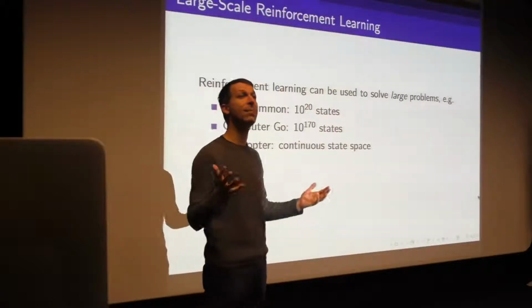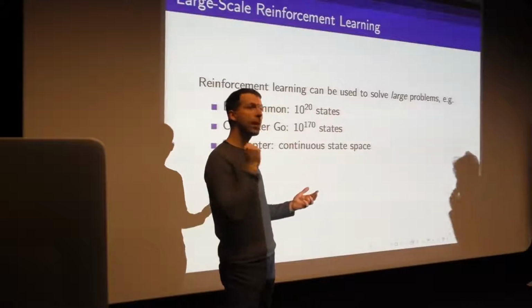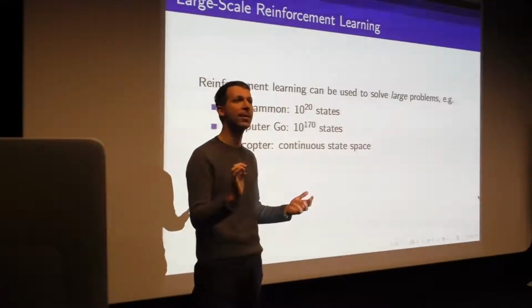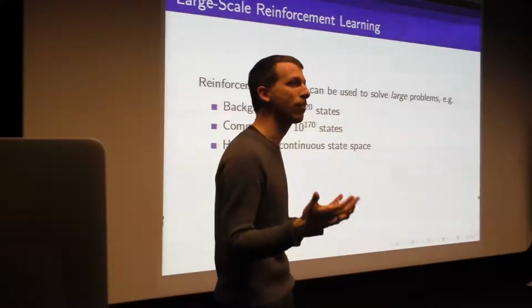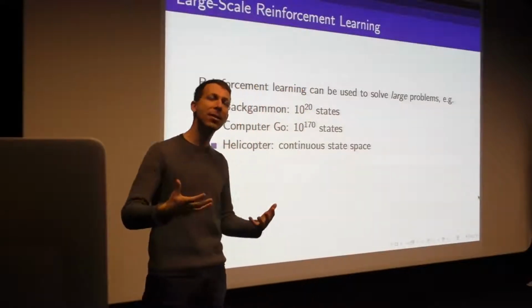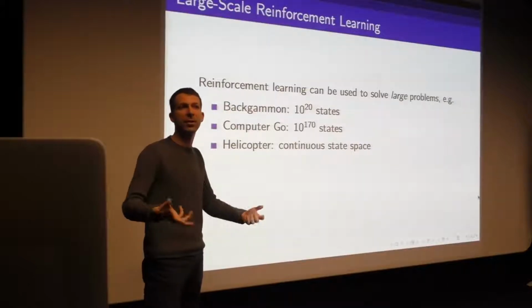You can't just build a table anymore. The approach we've seen so far of just building a table and having a separate value for each state in your state space is just not practical. It's not going to work. It's not going to scale up to these interesting problems. So we need some method that scales up, and regardless of the size of the state space, we want to be able to get methods that work.